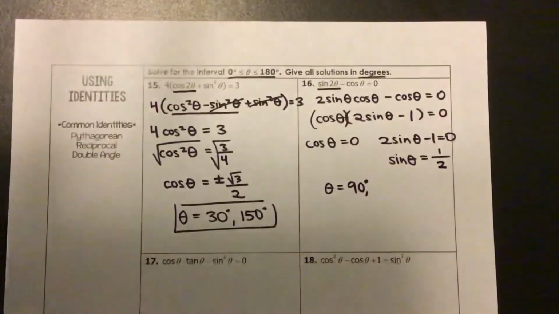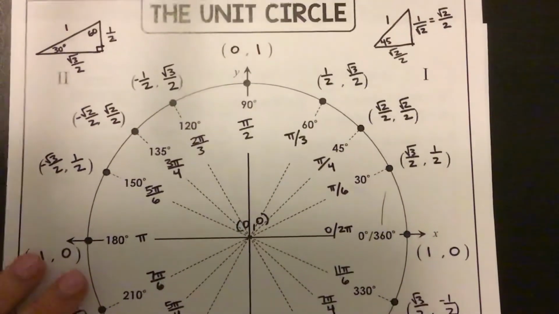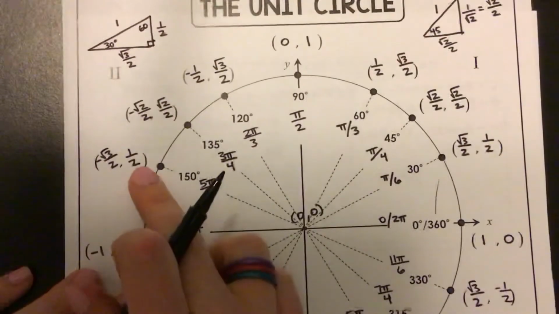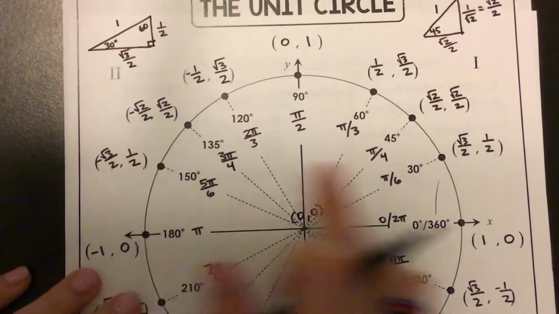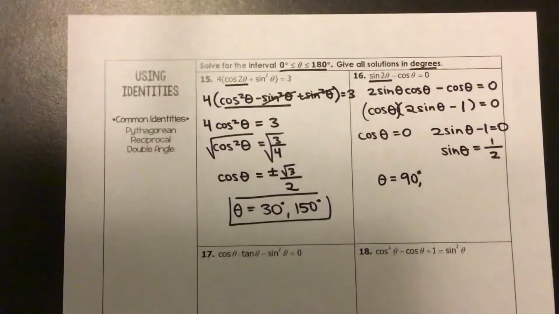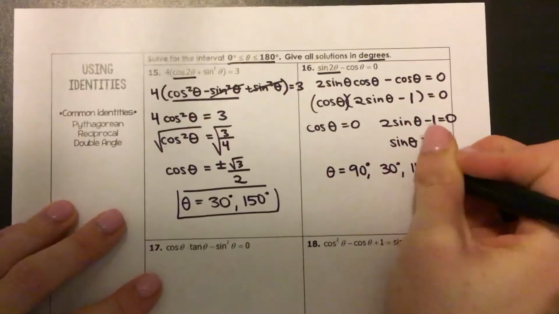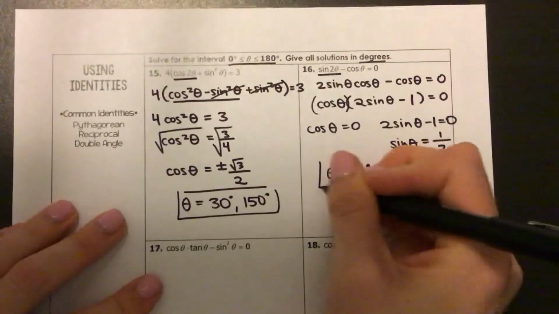And then sine is equal to 1/2. Remember, sine is the y coordinate. There's a y coordinate of 1/2 at 30 degrees and 150 degrees. Remember, we only want the ones from the top half of the unit circle.